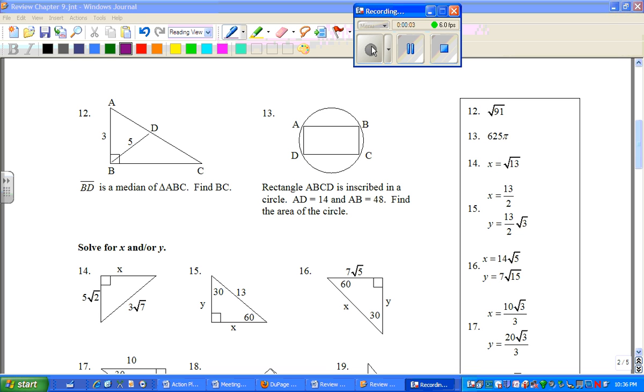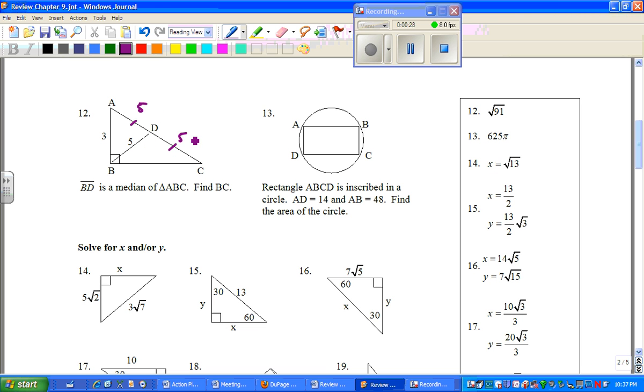This is part 2 of a Chapter 9 review, starting with question number 12. BD is the median to the triangle ABC, so these two pieces are congruent to each other. This is not an altitude because there's not right angles there, nor can it be because the hypotenuse cannot be 3 because the side is 5. But since this is the median, you know that it's going to match the length of the median. So this piece ends up being 5 and 5, and now we can find BC, what we're looking for.